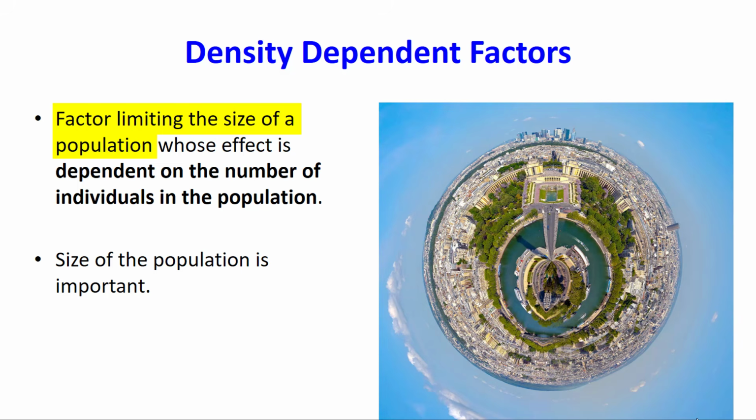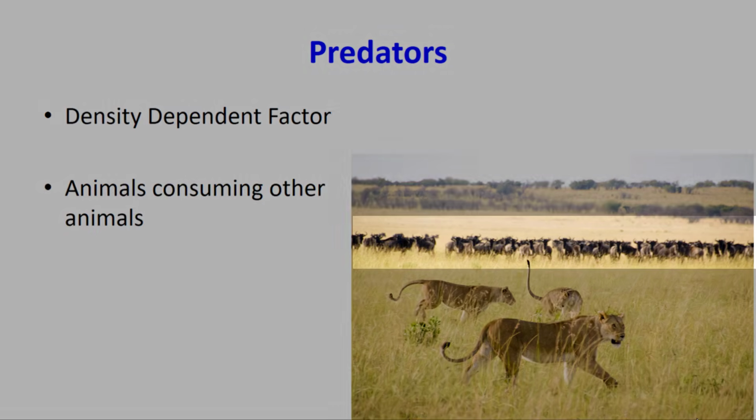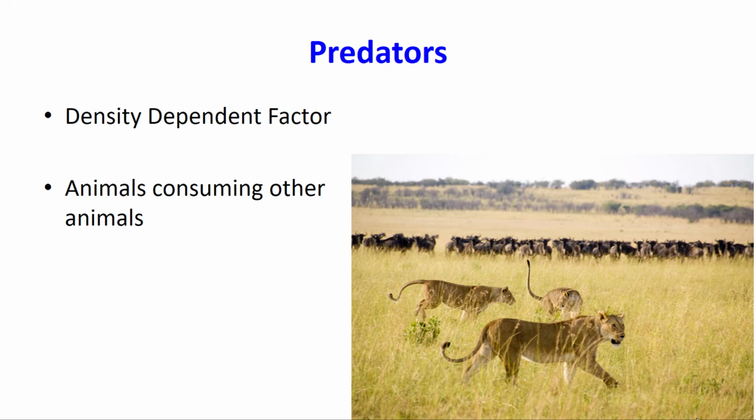Well, it could be a density-dependent factor, meaning the size of the population is important to this factor. So predators and prey. If there's lots of prey, it's really easy for the predators to get some food. If there's very little prey, the predators are really competing for the little amount of food. So you notice the size of the prey population is going to determine the size of the predator population. So it's density dependent.